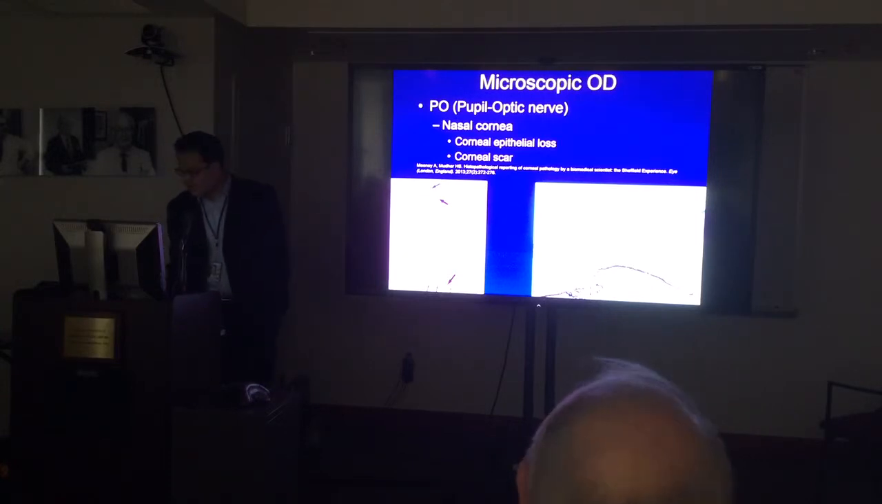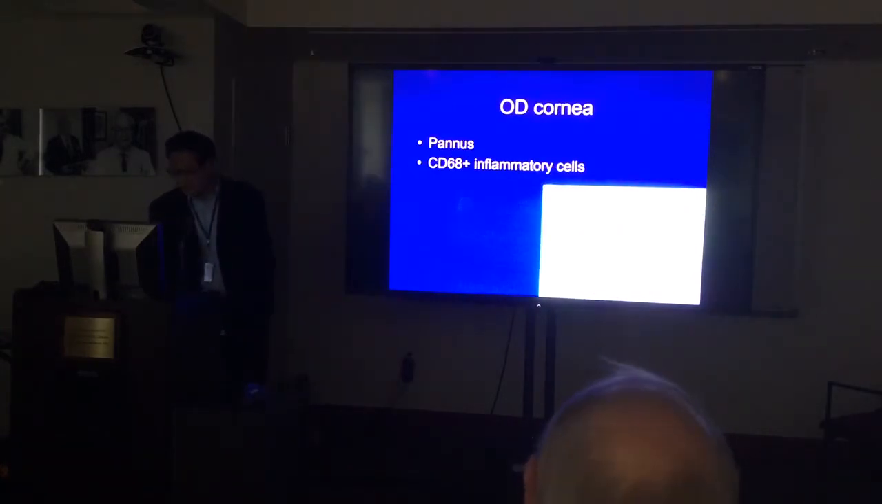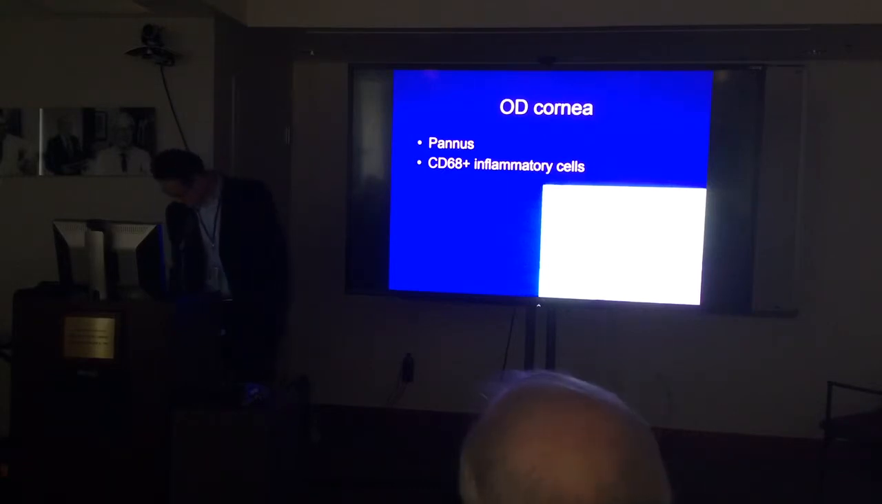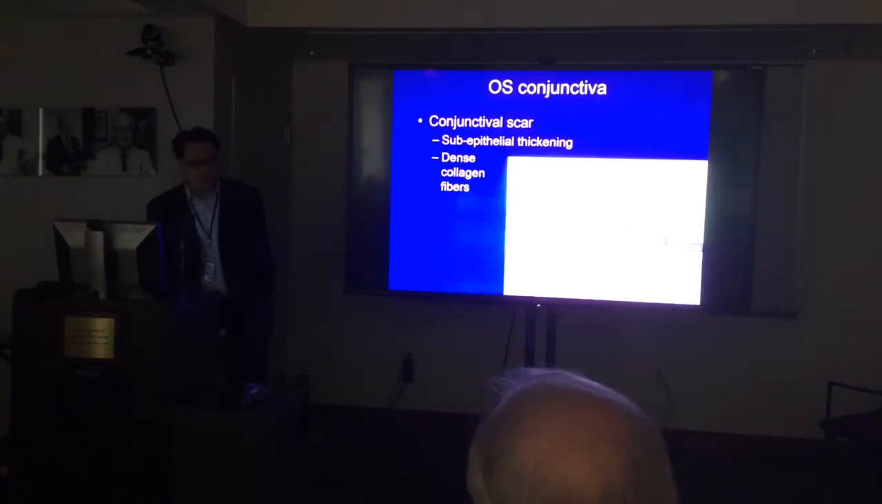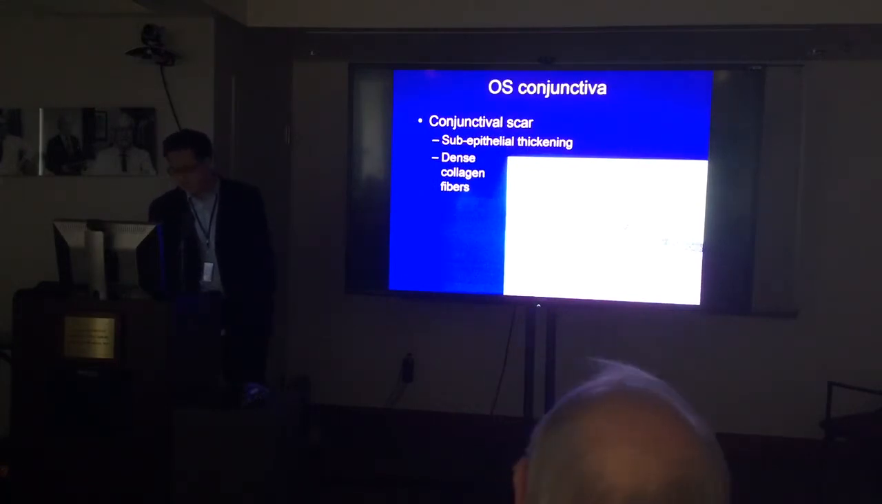At high magnification, you can see this is a pannus which is growing across over the limbus, and furthermore you can see these little black dots here are actually inflammatory cells which on further immunohistochemical staining was found to be CD68 positive, and therefore we think they're most likely macrophages. The left eye showed similar sun-induced damage.